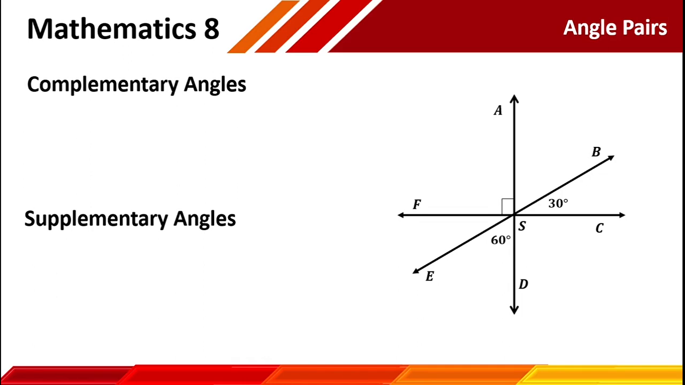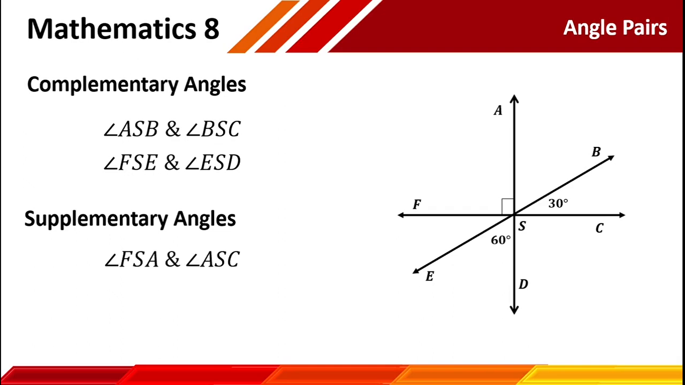Now, let's identify using this given figure which among the following are complementary angles and which are supplementary angles. Some of the complementary angles here are angle ASB and angle BSC. Another pair is angle FSE and angle ESD. In supplementary angles, we have angle FSA and angle ASC, and we also have angle FSD and angle CSD.